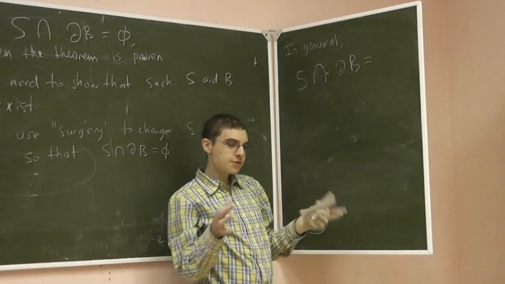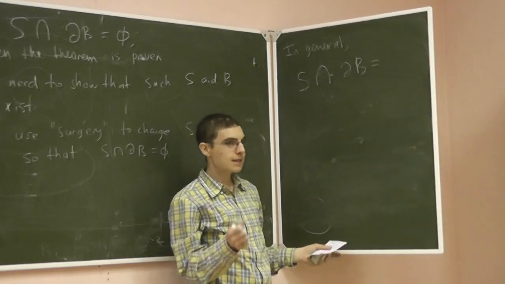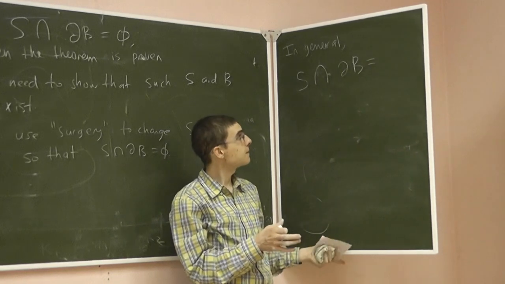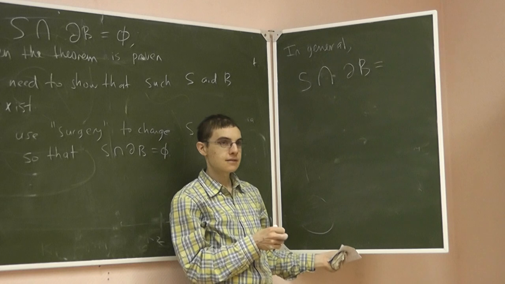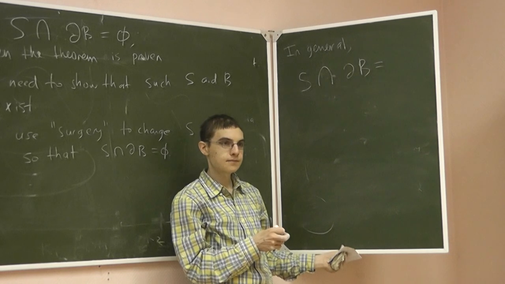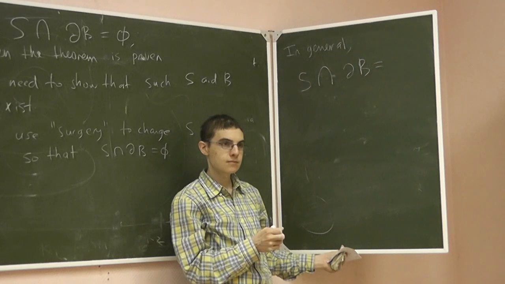So if I have two spheres and I'm allowed to wiggle them a little bit, how would they intersect? Could they intersect? What is the intersection of two spheres? Circle.